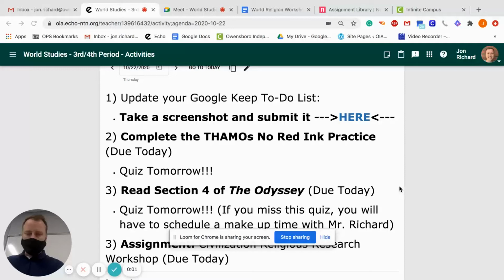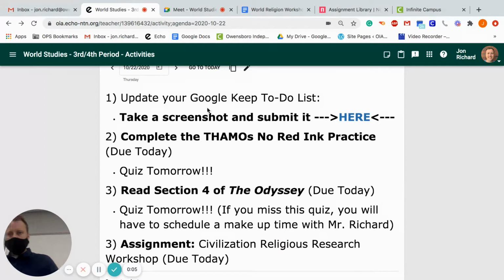Right, so for today, we are going to be doing everything on the agenda. The first thing, we are going to update your Google Keep to-do list. Last class on Tuesday, we did this, and we are going to continue to do that for the rest of this week, so today and tomorrow, so you guys can get in the habit. We might even continue it past today, just giving you time to do it and making sure you're making it a part of your day to make that to-do list and make sure you're getting everything done.